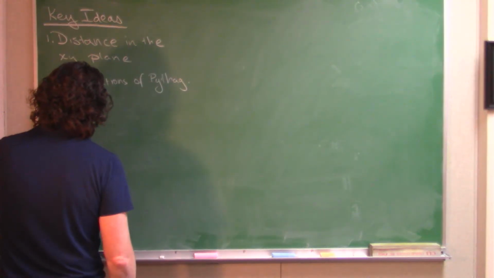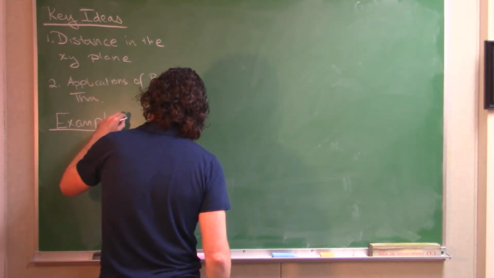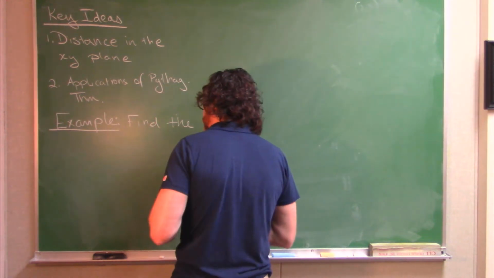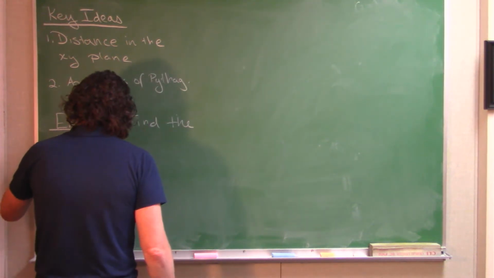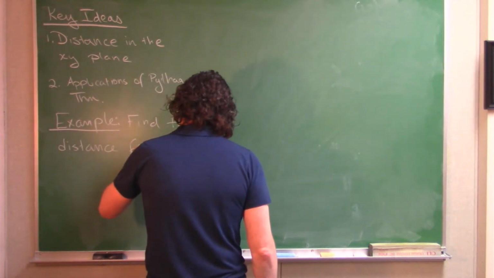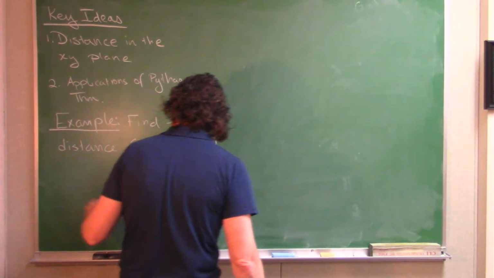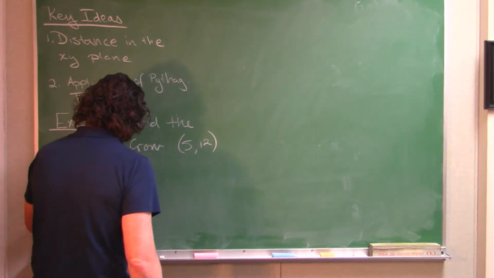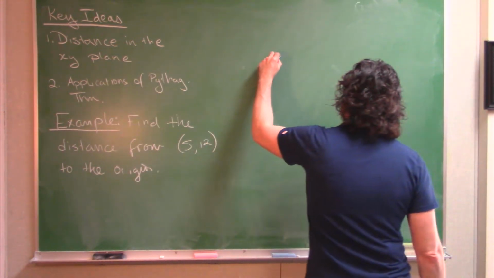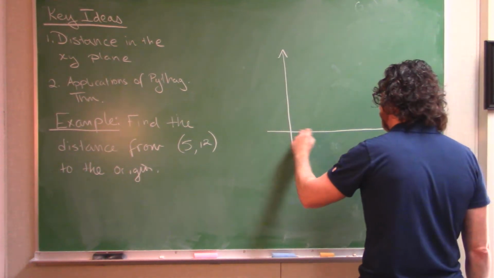Okay, so find the distance from (5, 12) to the origin. Okay, so once again, we'll make ourselves a little sketch here.